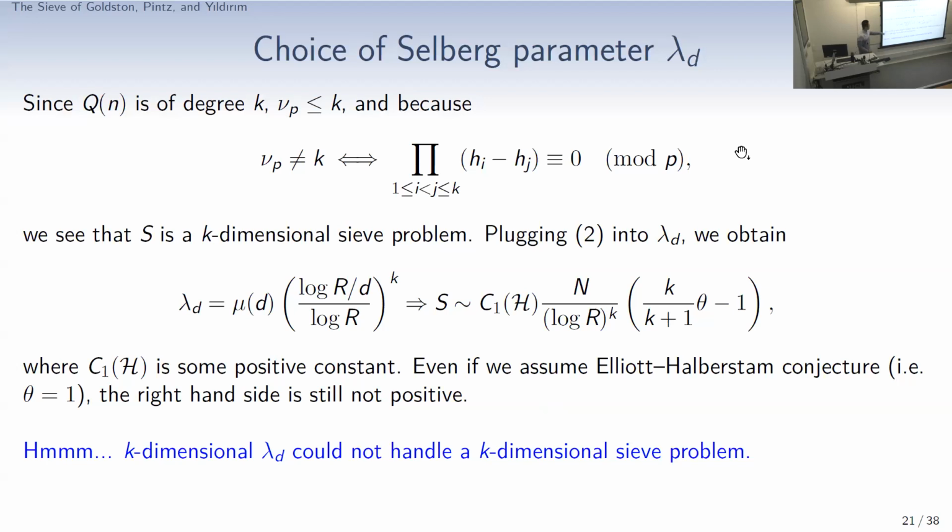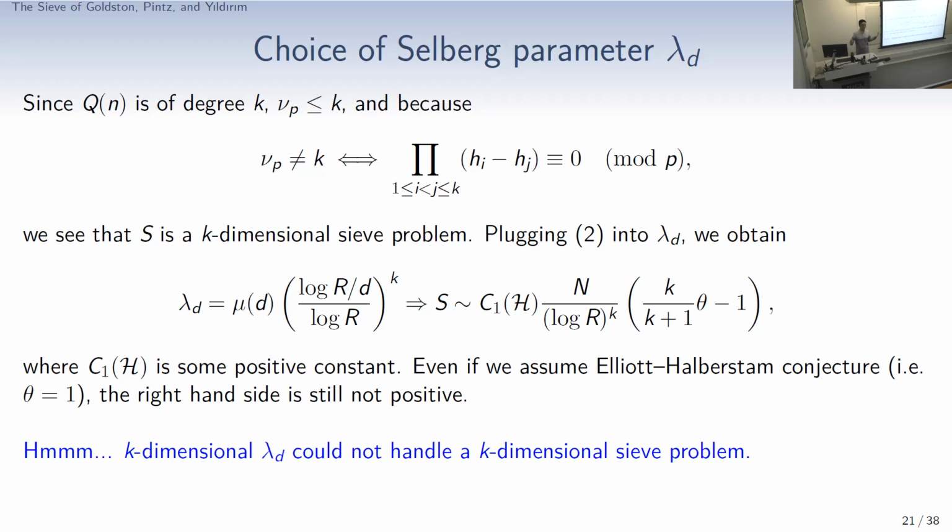So if we recall the k-dimensional lambda for Selberg, and we plug this lambda into the GPY, remember our task is to make S greater than 0 so that we have bounded gaps. But in this situation, even when theta is 1, this is going to be negative, because this is less than the denominator and this is less than 1, so this whole thing is less than 3. So plugging in this k-dimensional Selberg sieve does not allow us to produce bounded gaps between primes.